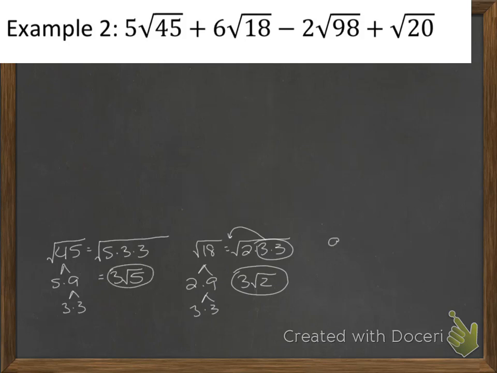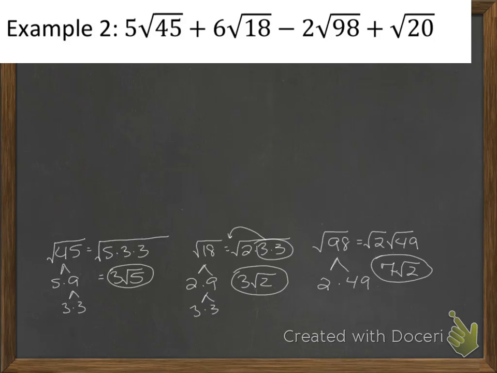Okay? Ooh, 98, that's a big number there. So this is 2 times 49, and as you can hopefully know, 49 is a perfect square. So we can rewrite the square root of 98 as the square root of 2 times the square root of 49. The square root of 49 is 7. So we can rewrite it as 7 square roots of 2.